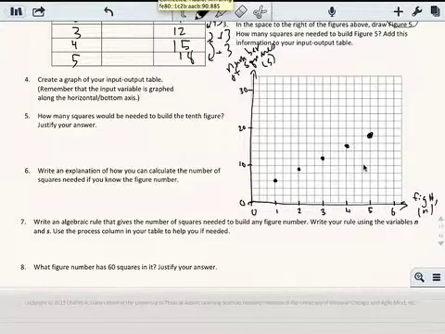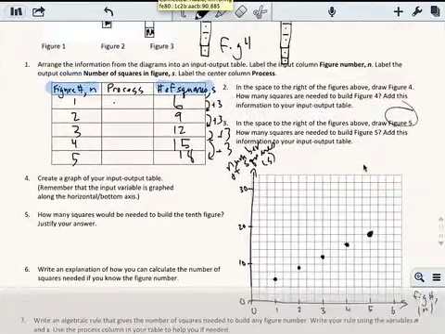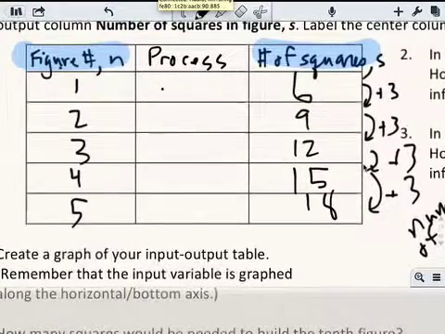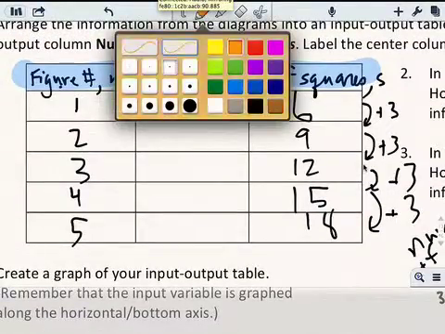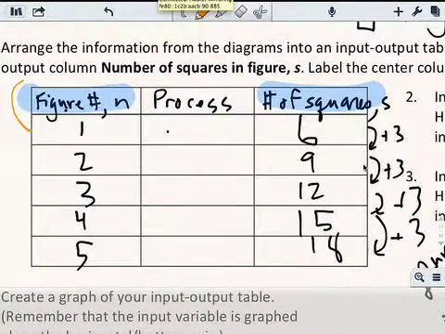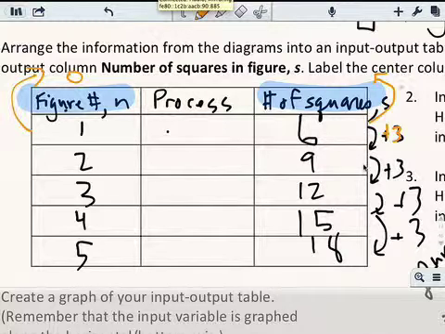Justify your answer. And so I think what I'm going to do is find the process here, because if I know the process, then I can use it for the 10th figure. I'm going to use a strategy that we used in class today. I'm going to count back to 0. And so if this was adding 3 each time, to go back to what would be across from 0, I'm going to have to take away 3.